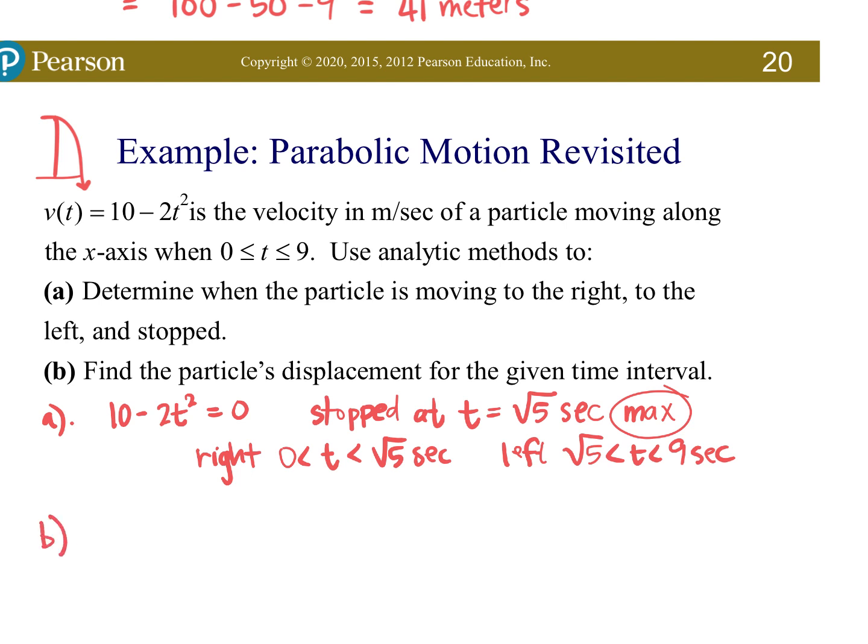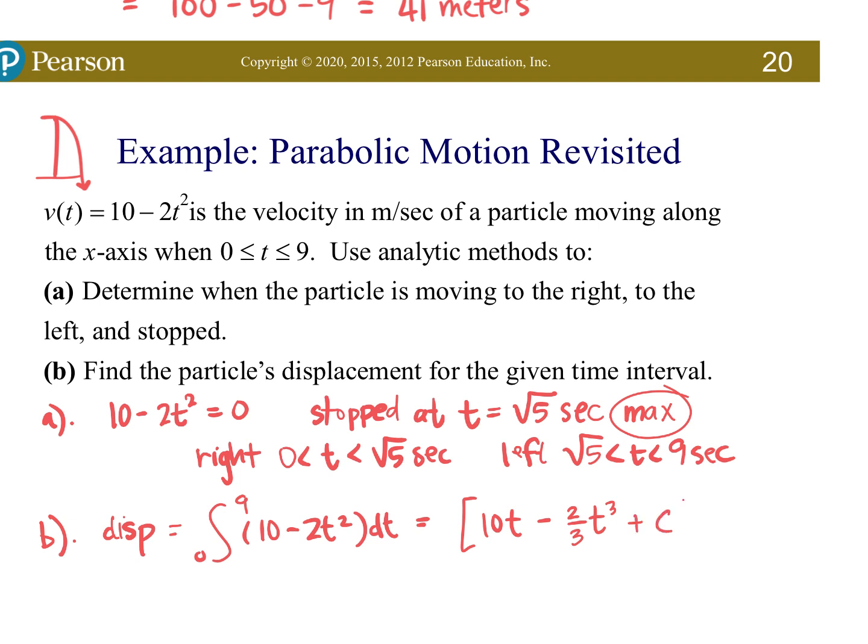My displacement, by definition, will be the straight integral from 0 to 9 of 10 minus 2t squared dt. So see, Izzy, I started just with that. I didn't have to, but. So my antiderivative would be 10t minus, now this is a little different antiderivative than we had before, 2 divided by 3 t cubed plus c going from 0 to 9.